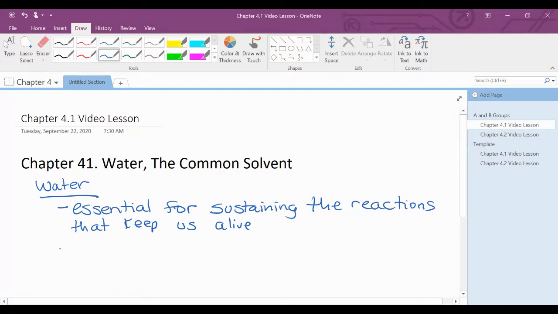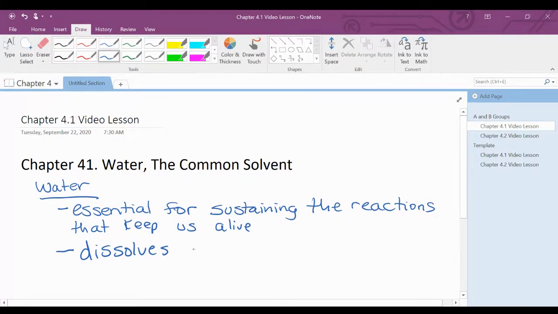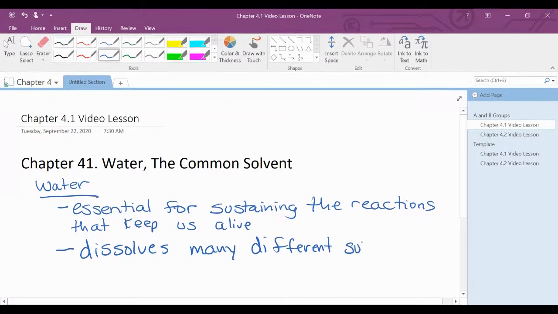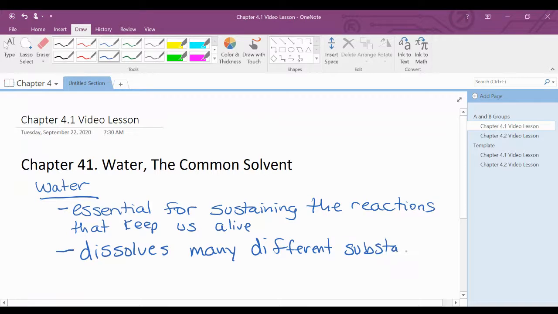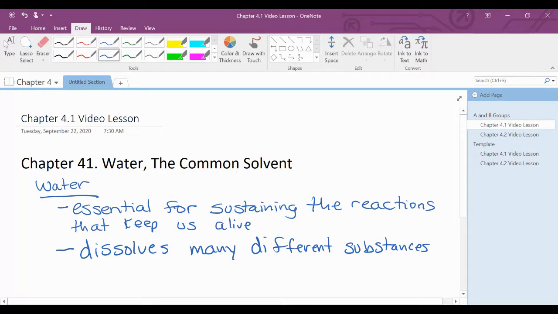Water also has another important function. It dissolves many different substances. And so we call it a universal solvent.